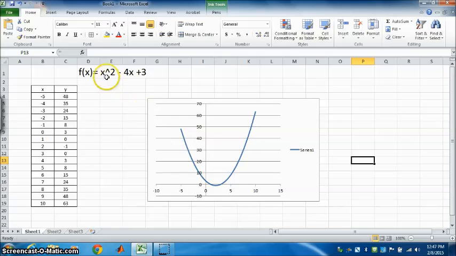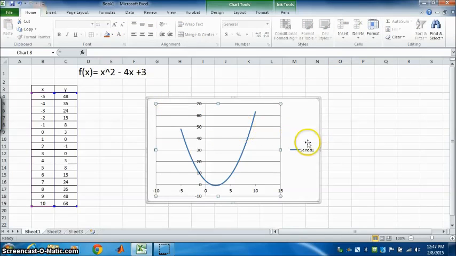Any quadratic equation you draw, you will always get a parabola. It can be in different shapes. See, parabola, if it's open upward, it is called an upward parabola. If it's opening downward, it's a downward parabola. It can be sideways also, this way and this way.